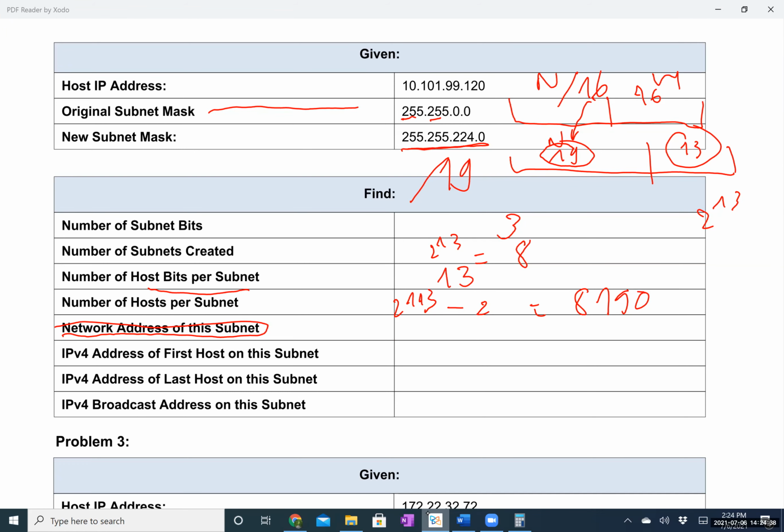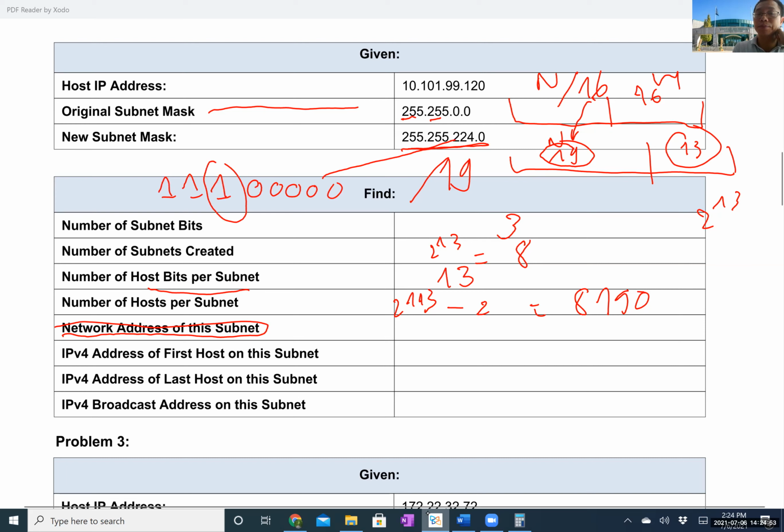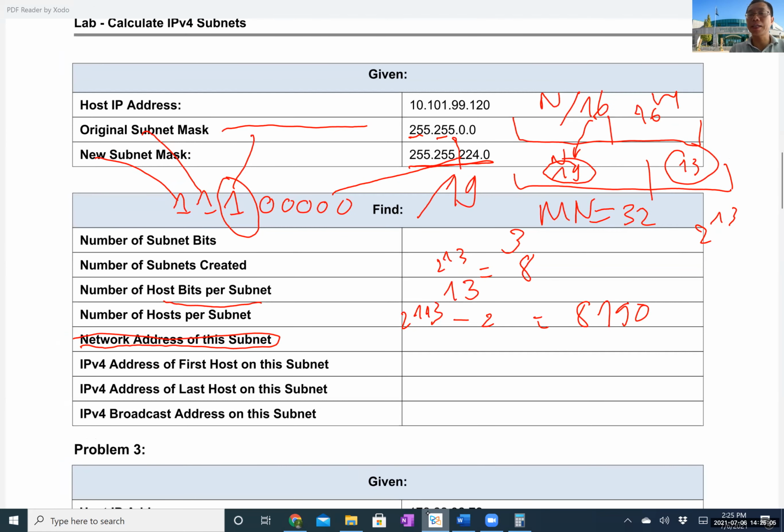Slash 19, right? Because you see, you break it down to 224 here. That means you break it down, you have 1, 1, 1, and you have 5 bits of 0 here. And the subnet, the magic number is the last number 1. So for this one, 128, this one, 64, this one, 32, right? So you know the magic number here is 32. And it is in the third octet here. So now you have to focus on the third octet here.